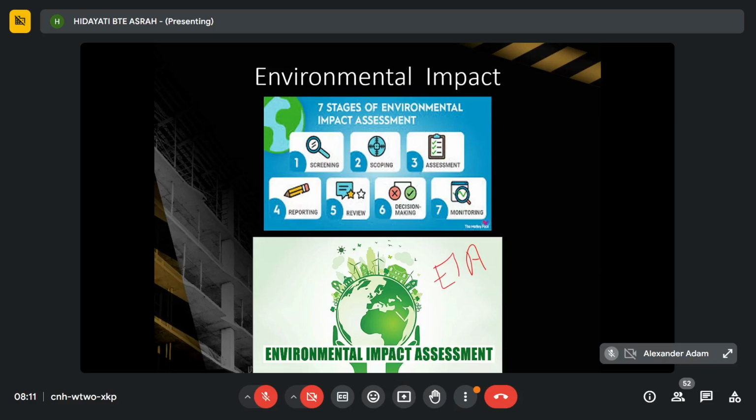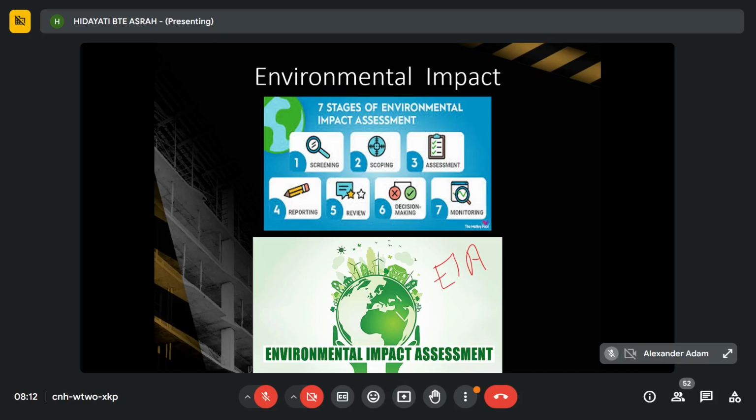So you must do the EIA. EIA is actually a procedure where you need to identify and also evaluate the effect of activities on the environment. So if you want to do construction on a site, you have to do the EIA. You have to evaluate and assess whether the construction activity will affect the environment or not, and also whether it affects the natural and social environment or not. Okay, you have to do the EIA.